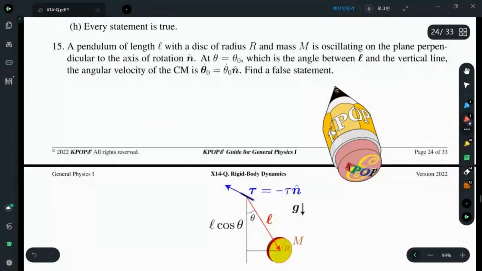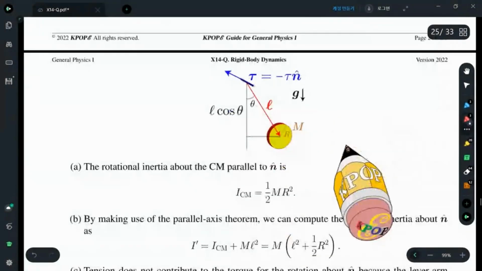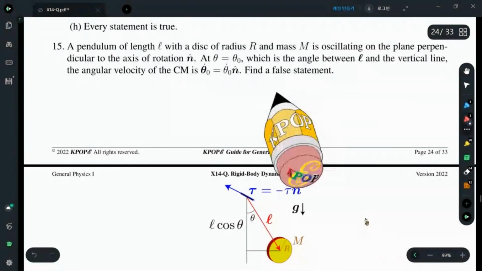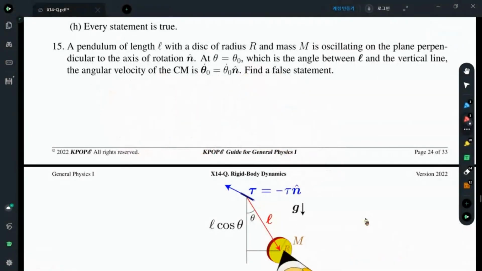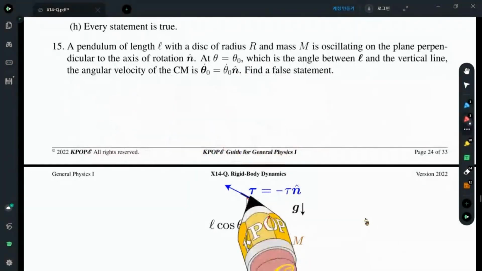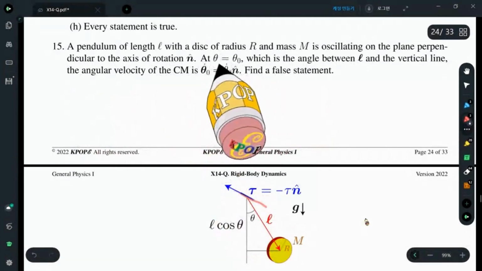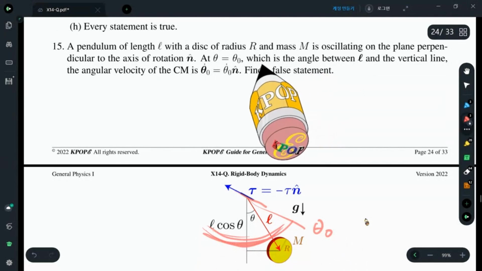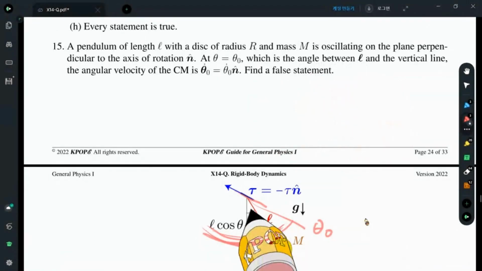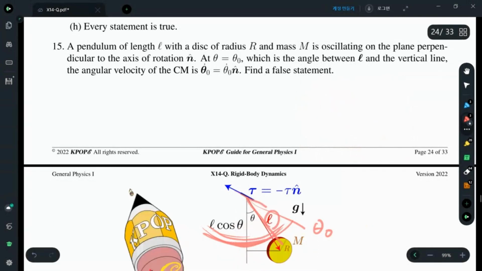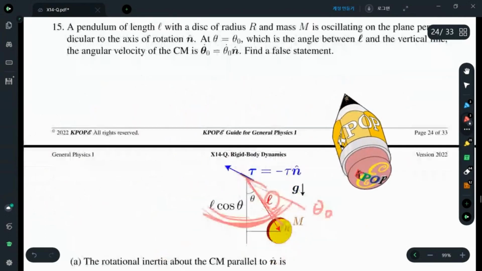Now we consider the pendulum. Then in this case, a disc of radius r, mass capital M, oscillating about a plane-perpendicular axis. This is the axis of rotation, and theta from some angle theta zero, and it oscillates. This is a pendulum, where theta is the angle between the vertical line and this line. All right.